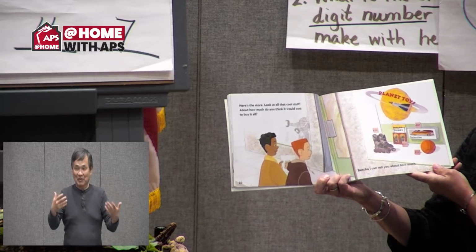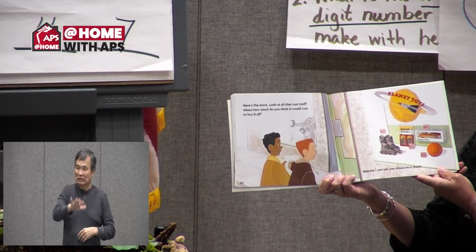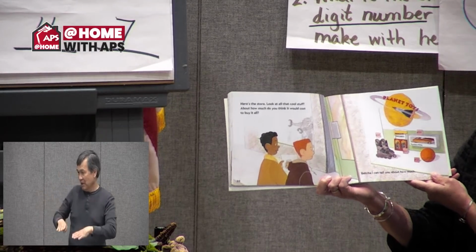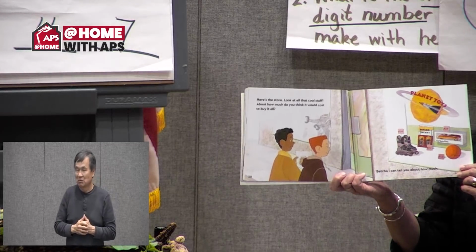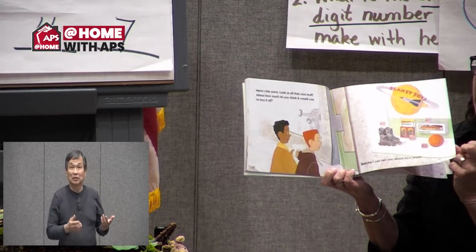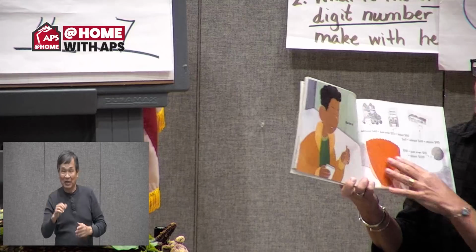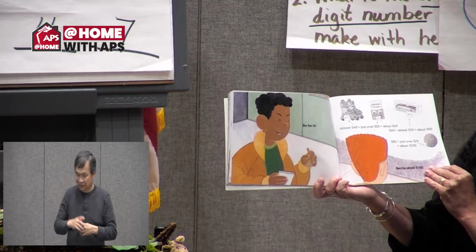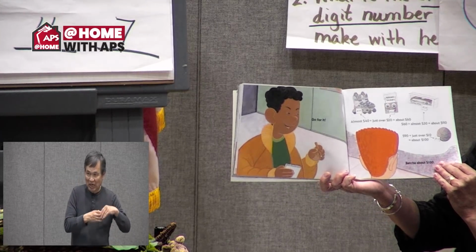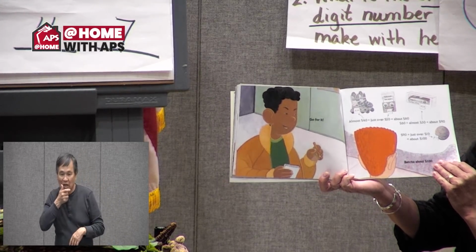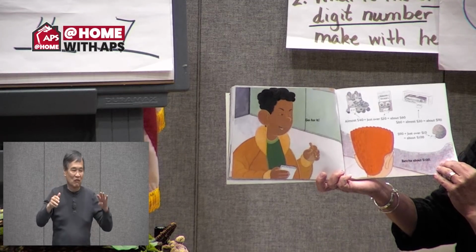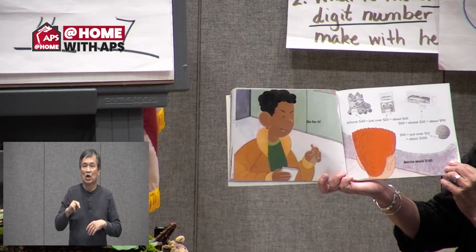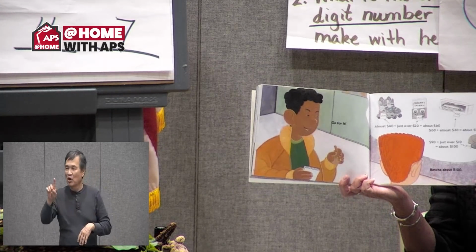Here's a store. Look at all that cool stuff. About how much do you think it would cost to buy it all? I bet you I can tell you how much. That's a really good skill to have to figure out about how much things are gonna cost. Go for it, his friend says. Well, rollerblades, almost $40. Walkie-talkies, just over 20. That equals about 60. And 60 plus almost 30 is about 90. And then 90 and a little more than 10, about 100. I bet you about 100.